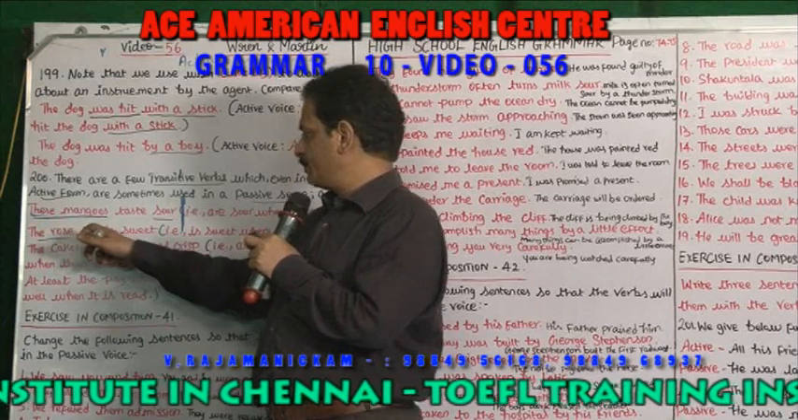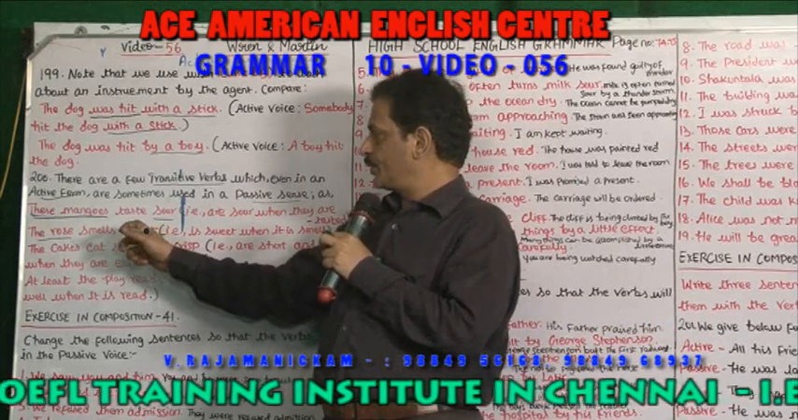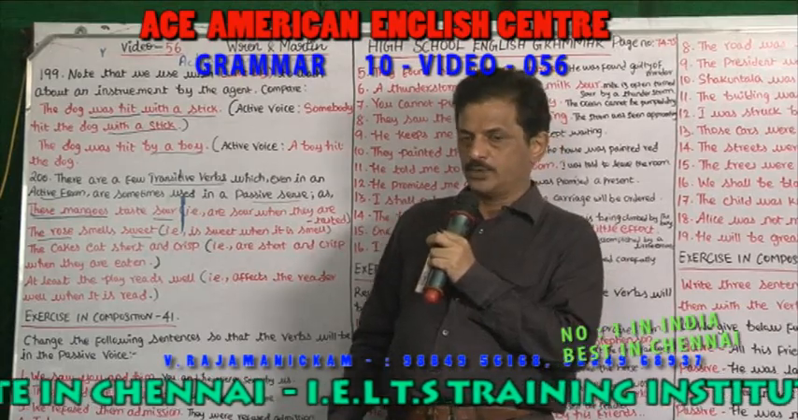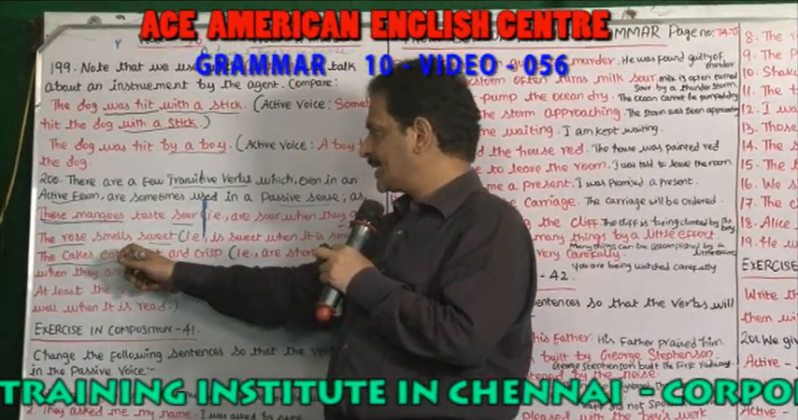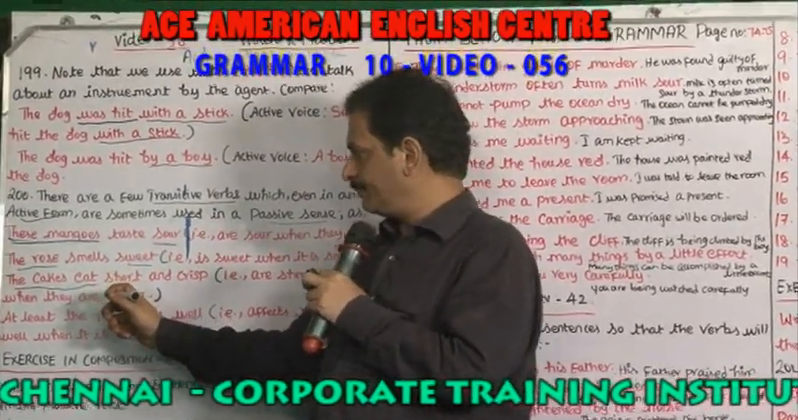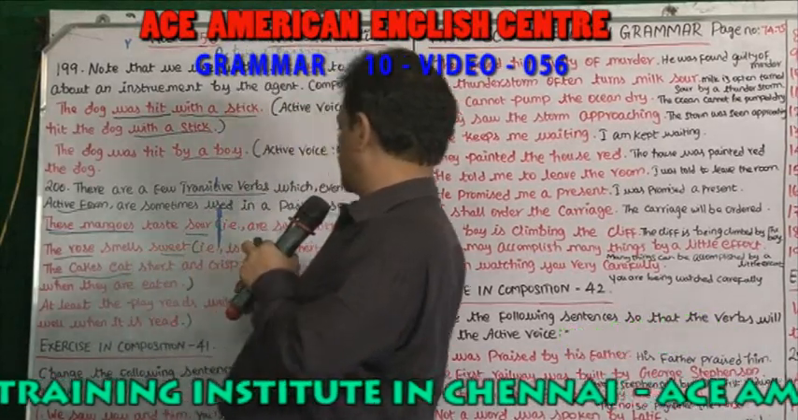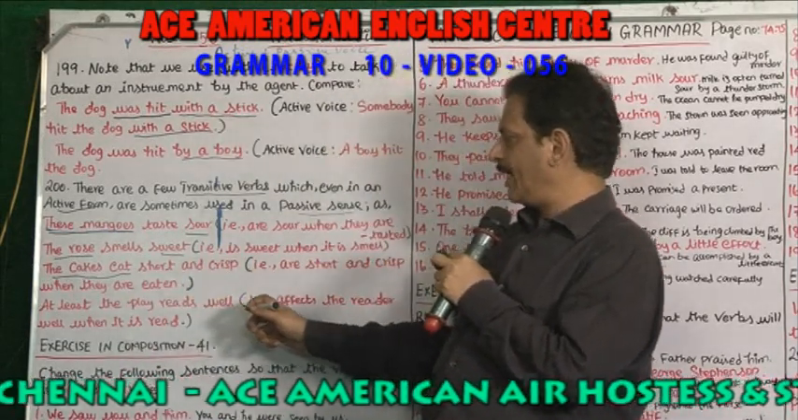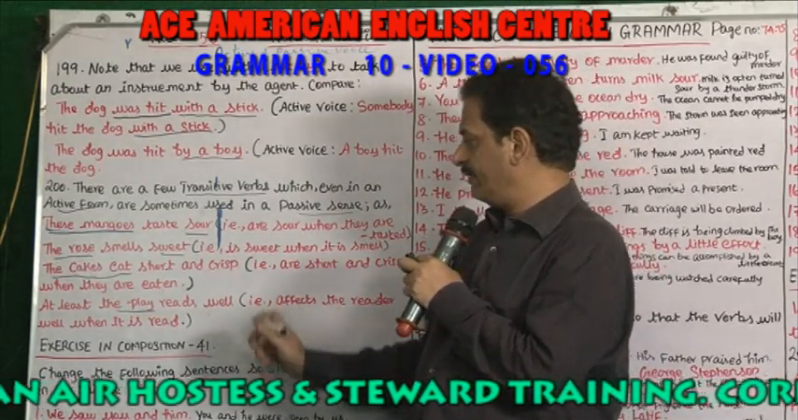The rose smells sweet. That is, sweet when it is smelt. So the rose smells sweet. It looks like passive even though it is an active voice sentence. The cakes eat short and crisp, or short and crisp when they are eaten. Again, the play reads well. That is, affects the reader well when it is read.